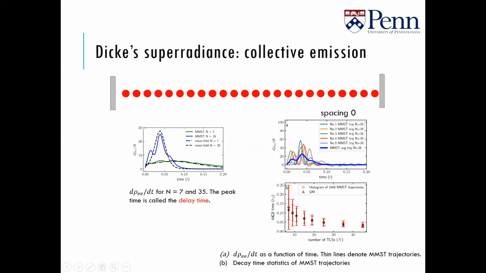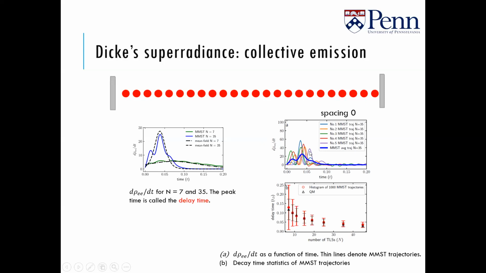B, where the y-axis is the delay time and the x-axis is the number of two-level systems, and this is the error bar. As we can see, the QM result agrees with our MMC result very well. So the MMC result not only can give us some average population dynamics, which will recover some mean field results, but can also give us some quantum statistics from counting different trajectories. This can also agree with the QM result.